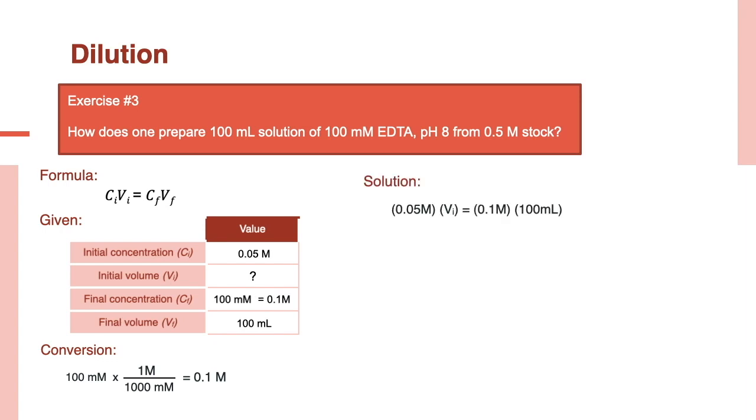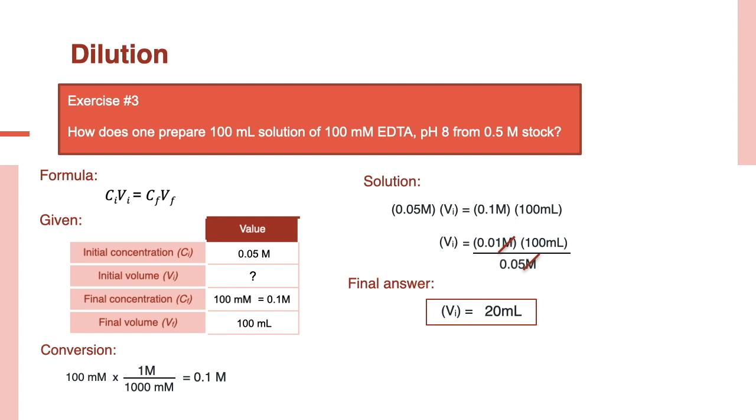The solution is 0.05 molar times the initial volume equals 0.1 molar times 100 milliliters. Then what will happen here is we will divide by 0.05 molar on the final concentration and the final volume. This will cancel out the molar unit in both the numerator and the denominator of the equation, leaving milliliter as the remaining unit. The final answer is 20 milliliters. Therefore, you will need 20 milliliters of 0.5 molar stock solution to make a 100 milliliter EDTA solution.